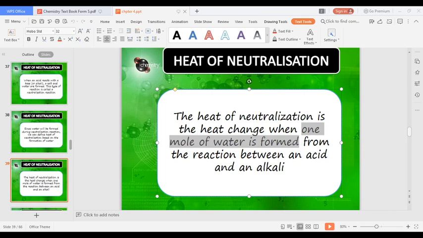Bolehkah dengar suara saya? Boleh cikgu. Okey, terima kasih untuk respon. Risau pula tak ada respon tadi.